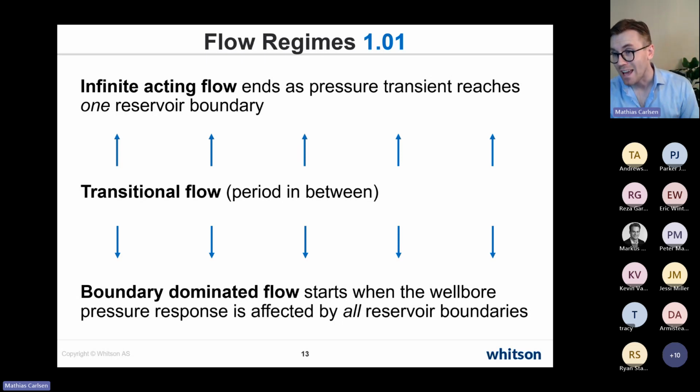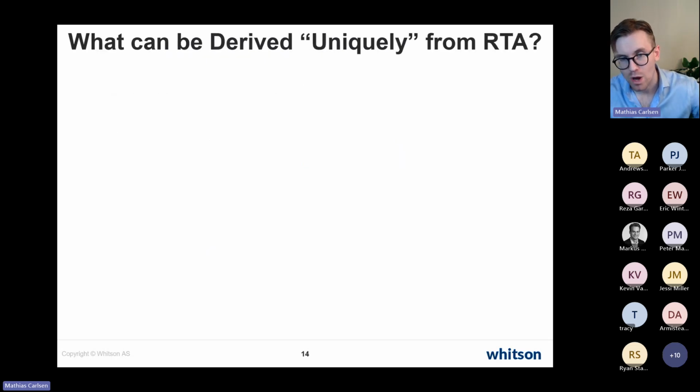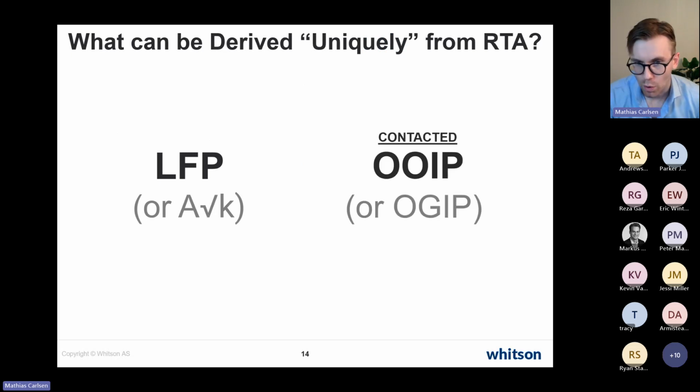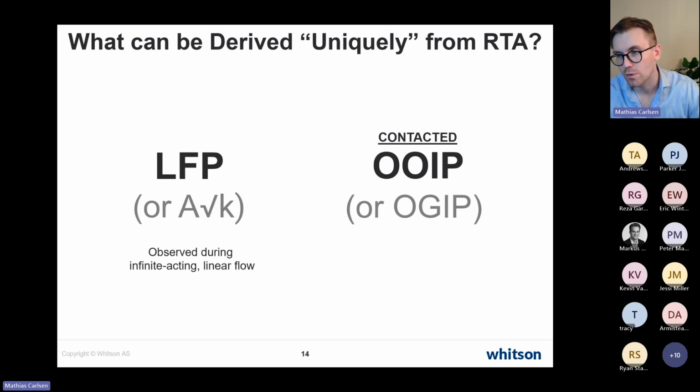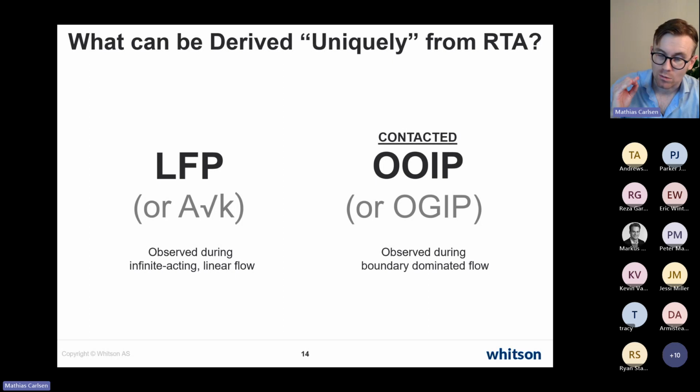And when it comes to RTA, which is very related to a flow material balance technique, we derive two parameters: the A-root-K parameter, and the second one is your contacted pore volume. The A-root-K parameter, you can only quantify rigorously when you're in infinite acting linear flow, and for the contacted pore volume, you actually need to be in full boundary dominated flow to say what this is with certainty.